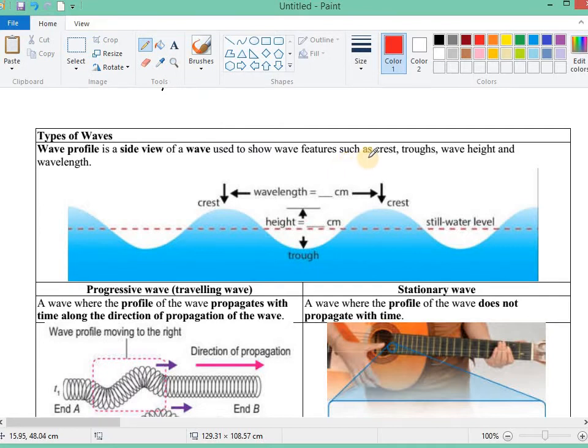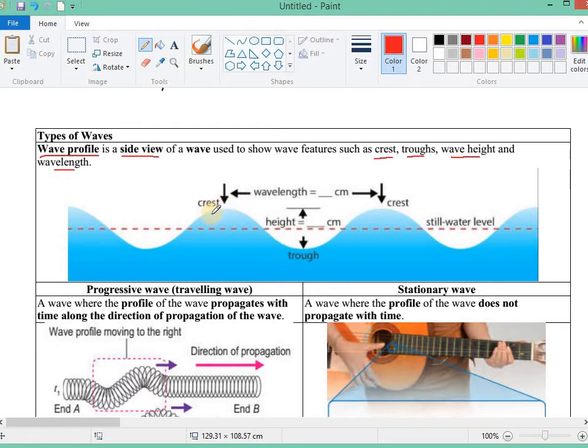Okay, look at this. We want to look at types of wave. Just now what we learned is what a wave is and how we can produce a wave. Now we want to look at types of wave. Before we start with how we can group the waves, we have to look at what a wave profile is. The wave profile is the side view of the wave used to show wave features such as crest, trough, wave height, and wavelength.